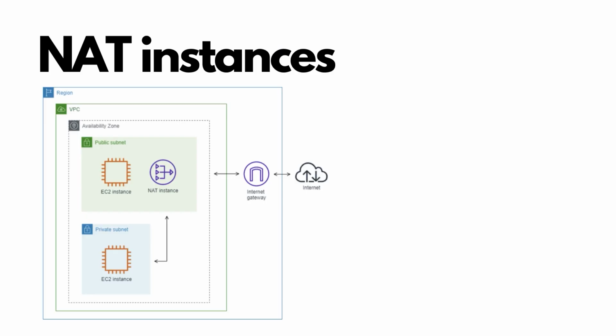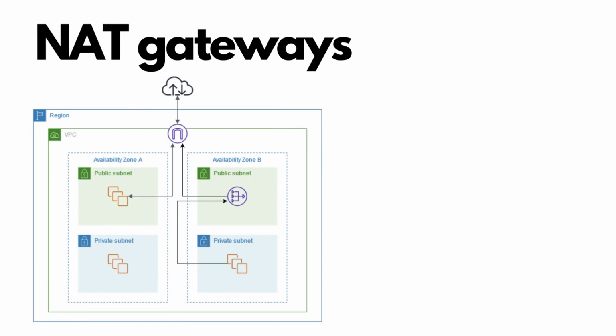NAT instances are essentially virtual machines that you launch in your VPC. You can configure them to perform NAT by forwarding traffic from private subnets to the internet using an elastic IP address. NAT instances give you more control over the configuration and allow you to customize the software running on them. However, you're responsible for the maintenance and management of these instances. So if you're comfortable with managing your infrastructure and want more control, then NAT instances may be the way to go.